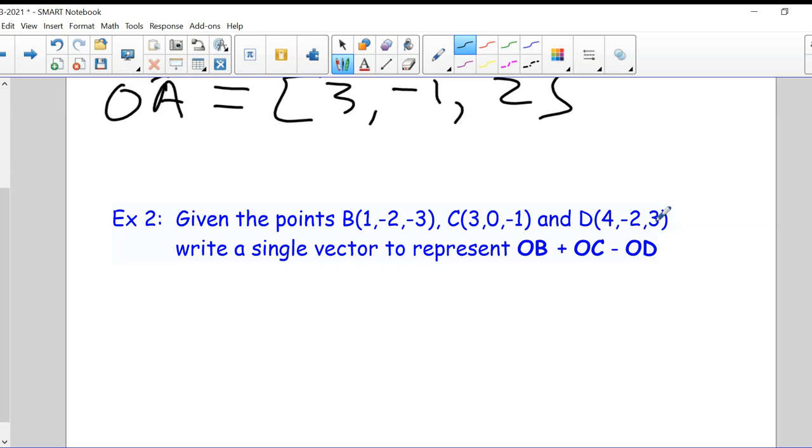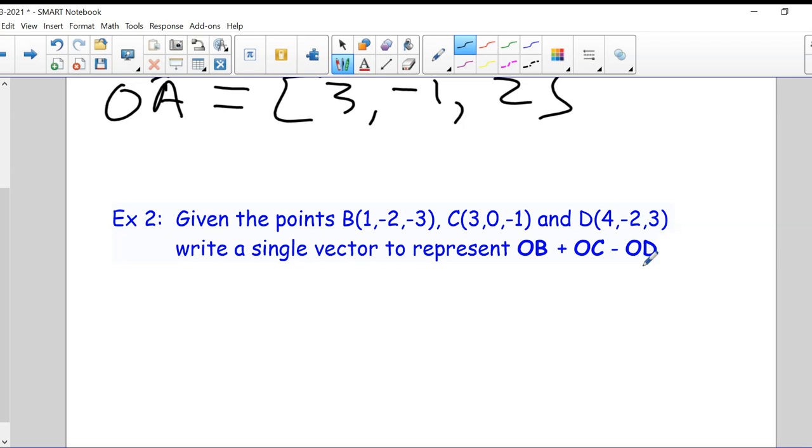How do you think we would actually come up with the answer? All right, let me ask you what you think. So here's one point, here's another point, here's a third point. How do you think I'd write the OB vector plus the OC vector minus the OD vector? Come on, folks. I think you can do this. How do you think I would write the single vector to represent the sum and difference of those vectors? I'm going to wait for somebody to tell me, seriously, because I want to hear some feedback from you. What do you think I would do, if they're all position vectors?